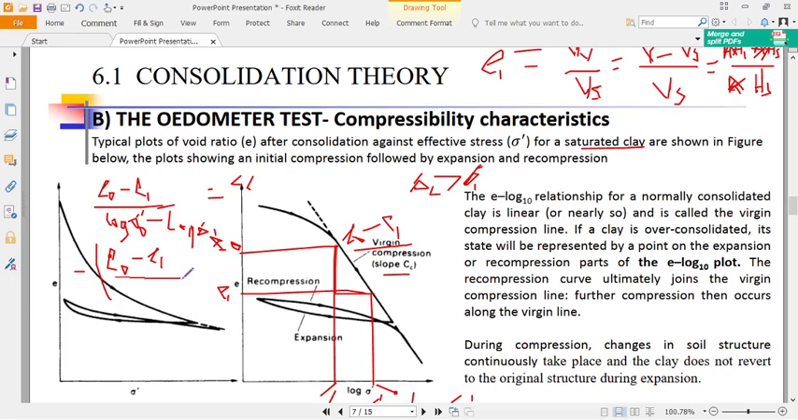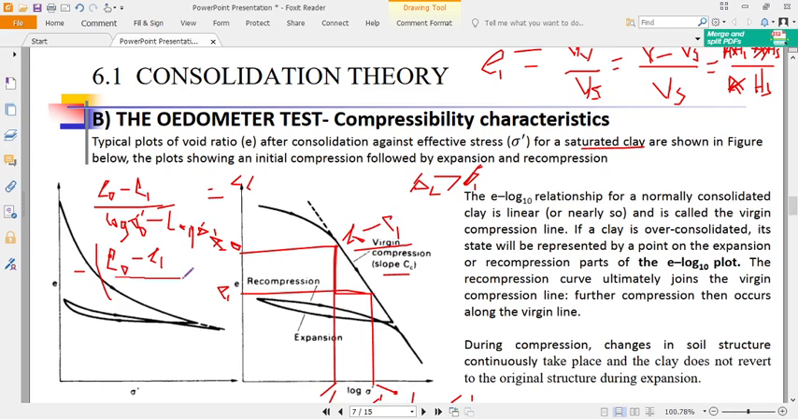Then the idea is going to show another important parameter called the pre-consolidation pressure. We say that if the overburden is less than the pre-consolidation stress, then our material is over-consolidated. Now the pre-consolidation pressure or stress is the maximum effective vertical stress that has acted on a clay in the past. Okay, the maximum it has had in the past.